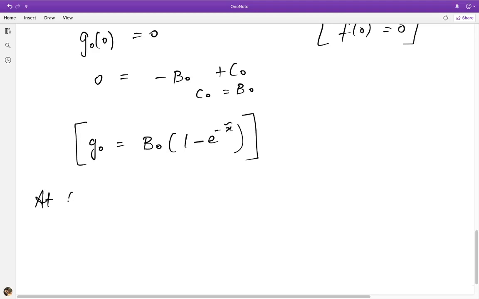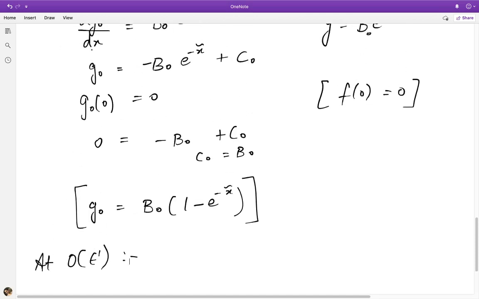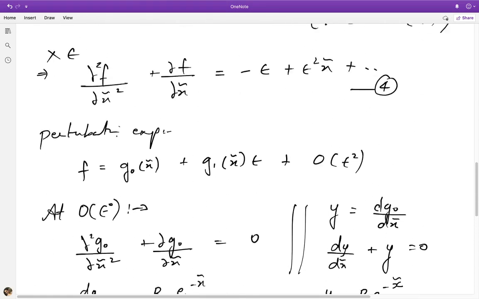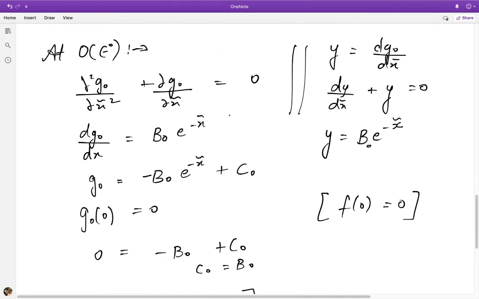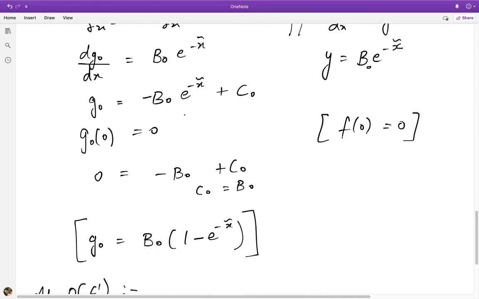So let's now look at order of epsilon to the first power. Right, so we can now write down the equation again for the first order problem by looking at the substitution of our expansion here. So we'll get these two terms will survive, and we'll now pull out a right hand side of -1 from this equation.